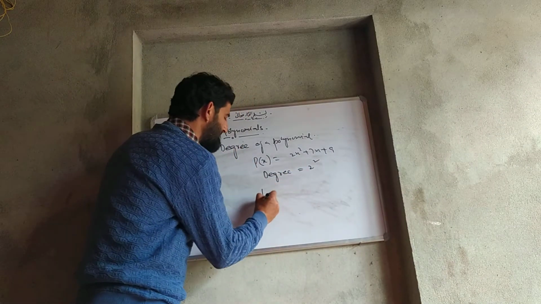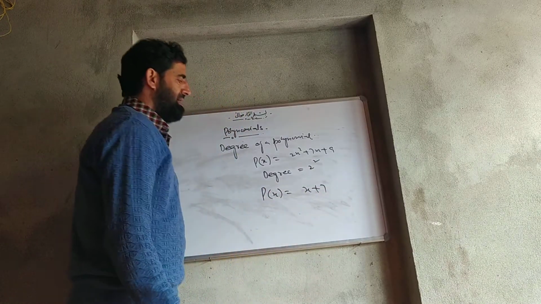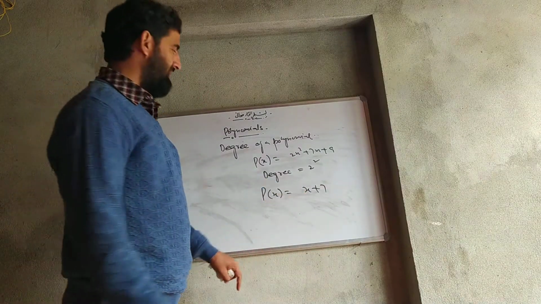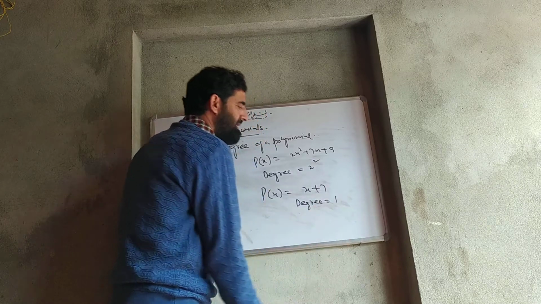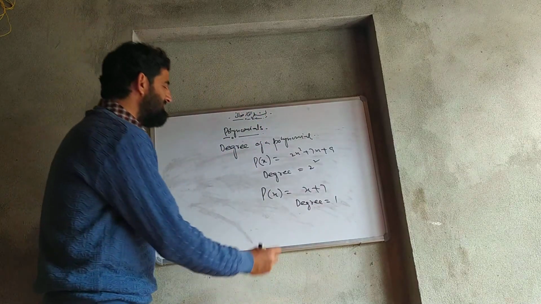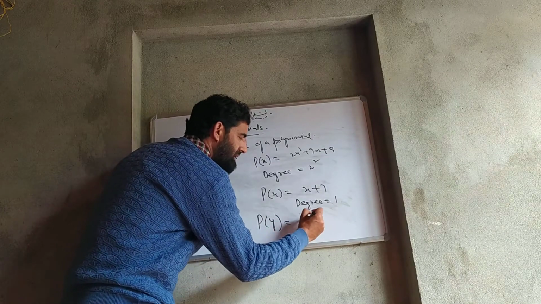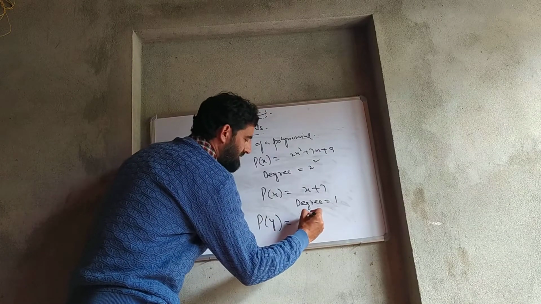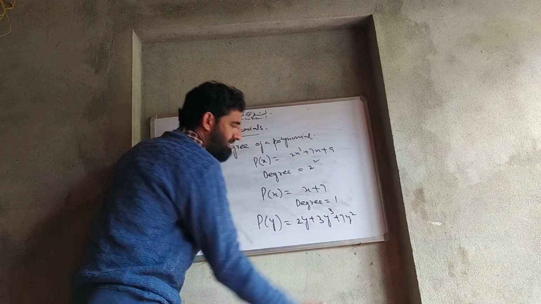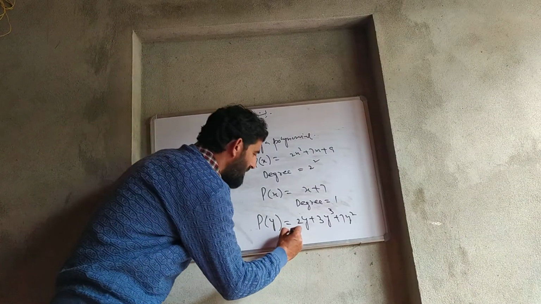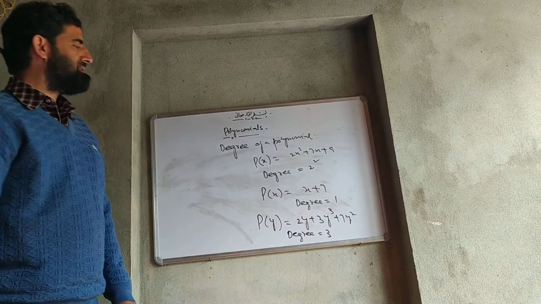If the polynomial is like this, p of x is equal to x plus 7, the degree of this polynomial is 1. If it is like this, p of y, a polynomial in y, 2y plus 3y cube plus 7y square, the degree of this polynomial is 3.